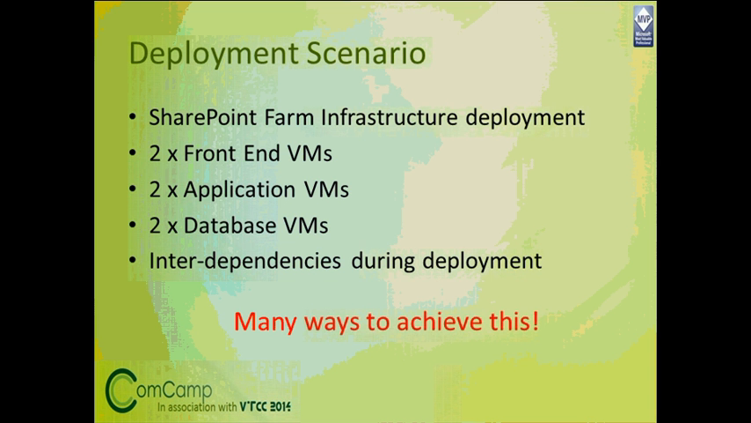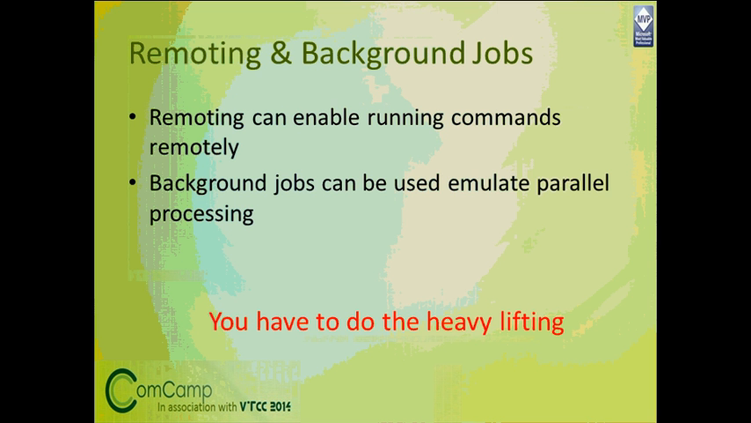So we can use multiple approaches there. There are multiple ways to do this. Remoting and background jobs is one approach definitely. Remoting is not anything new to us. Using remoting, you can invoke remote commands on the remote systems from a single console. And of course, there are background jobs which can emulate parallel processing. You can do multiple tasks in the background and create an impression that all of those tasks are running in parallel, right? And you can combine remoting and background jobs to achieve what we just discussed.